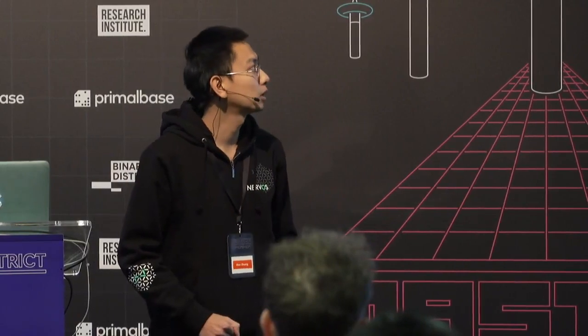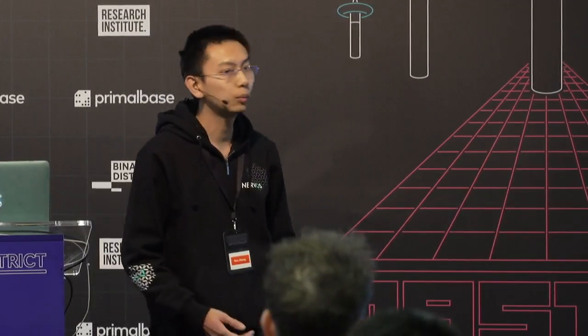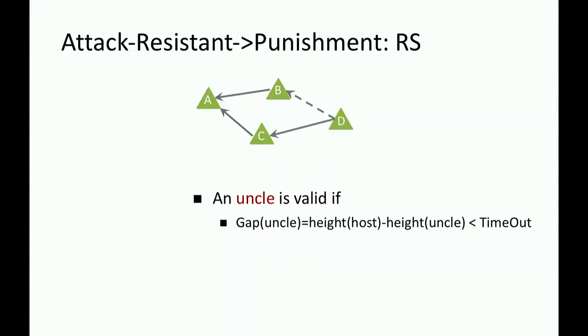And for punishment protocol, we choose a modified version of Ethereum's GHOST-style uncle mechanism as an example. In our modified version, we call it the reward splitting protocol. Just like the title suggests, it splits the reward among all competing blocks of the same height. It allows a block to refer to previously orphaned blocks as uncles. And an uncle is valid if its gap is below the timeout threshold.